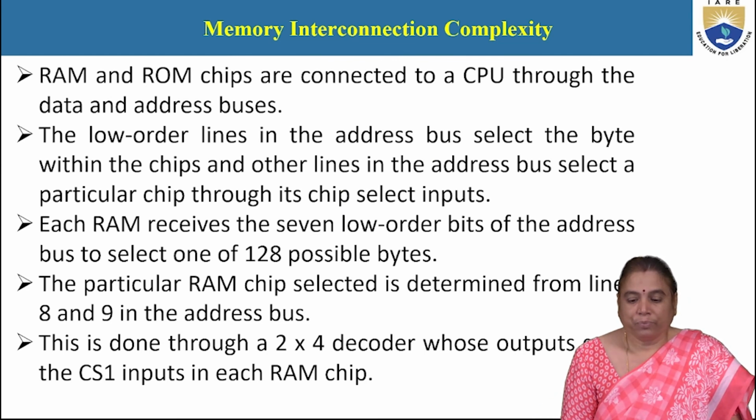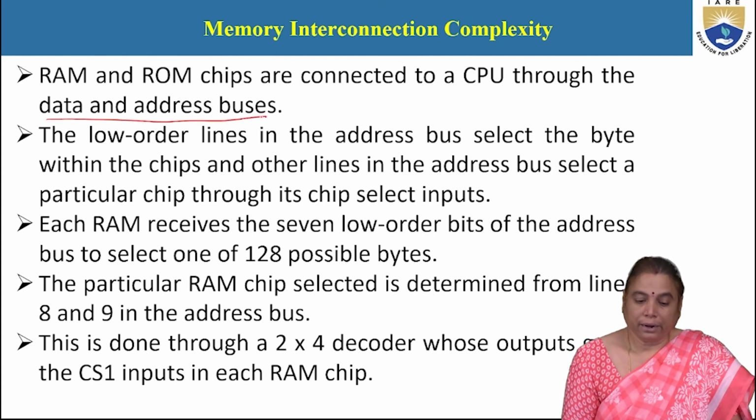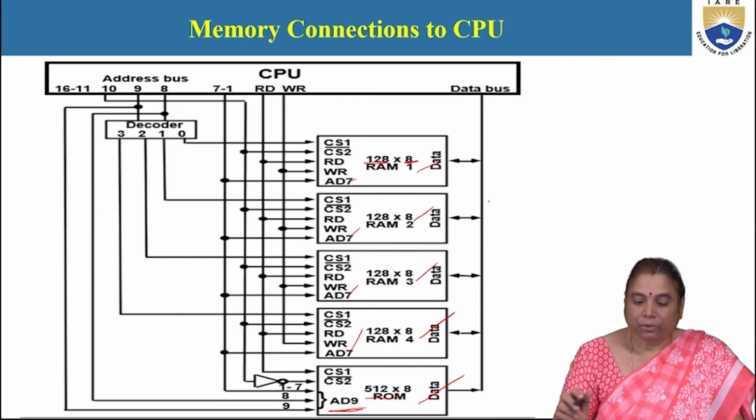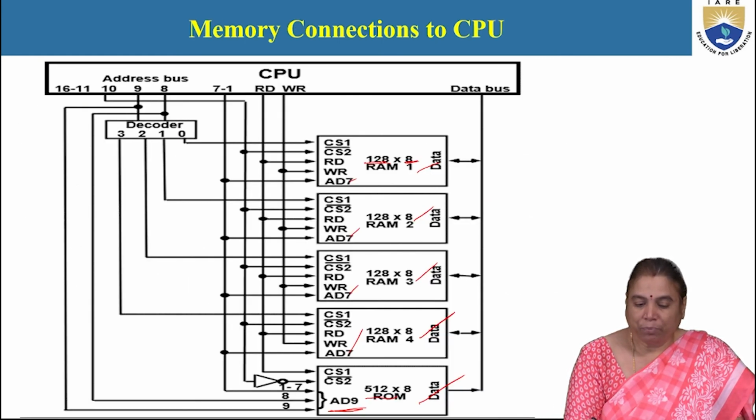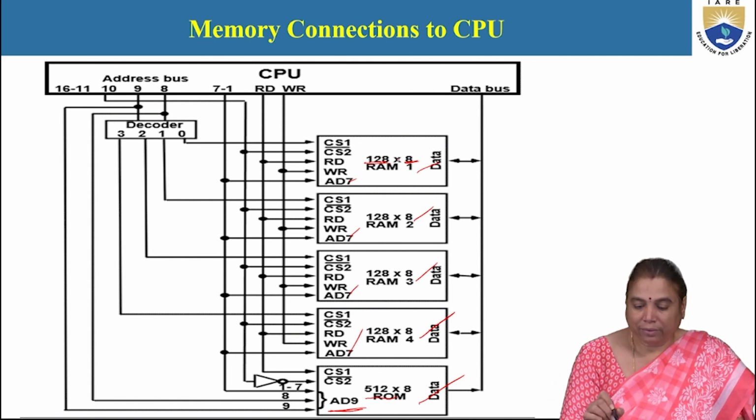RAM and ROM chips are connected to the CPU through the data and address bus. The low order lines in the address bus select the byte within the chip, and the other lines in the address bus select the particular chip through its chip selection input. So the chip selection inputs and the address lines are used to access the memory, and the chip selection lines of the address bus are connected here.